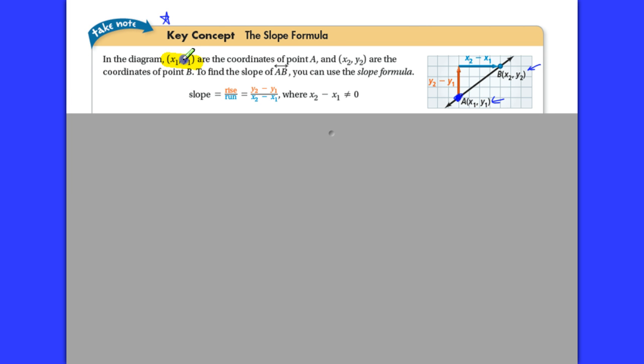So you have x sub 1 and y sub 1 are coordinates of point A, and x sub 2, y sub 2 are the coordinates of point B. To find the slope of AB, you use the slope formula here. Now again, this looks crazier than it really is. It's really not that hard. It just looks wild because we have all these letters in here. The slope, like we talked about earlier, is the rise over the run. It's how much y changes divided by how much x changes.